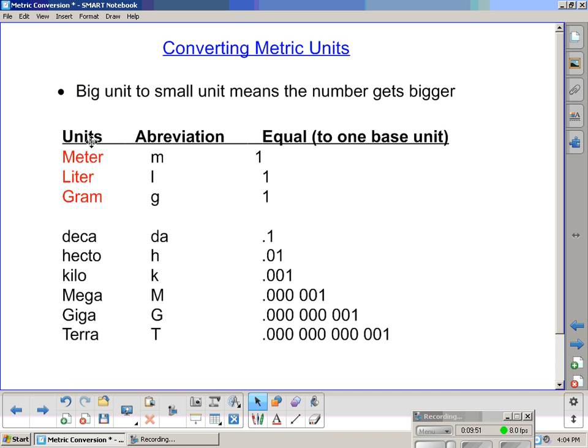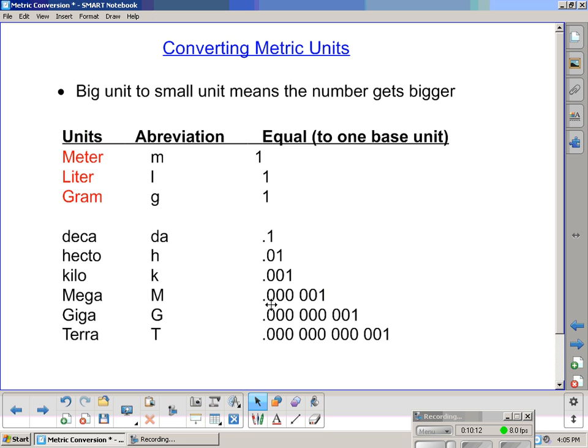Okay, so that's converting smaller units to bigger units. What if you need to go the other way, a big unit to a small unit? And this is the other half of the table that we had earlier. So let's look here. The bigger units are at the bottom, and they get smaller as you go up. So if we converted megaliters to decaliters, we don't even have to go to base units to do this.